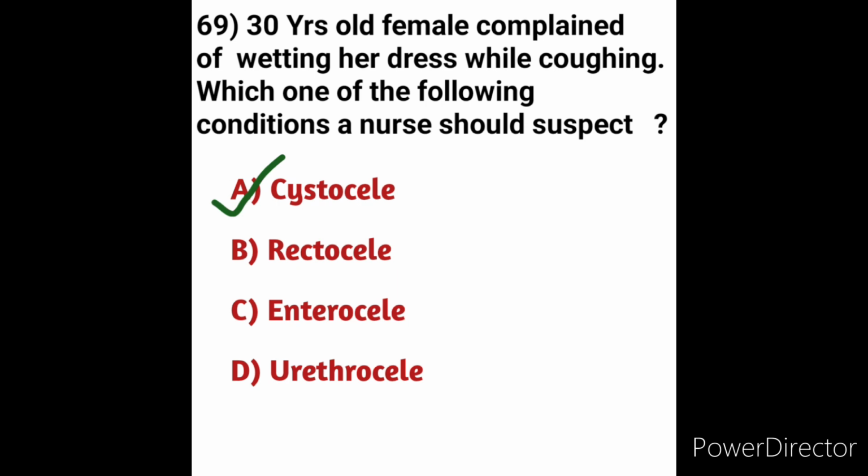So here option A, cystocele, is applicable. The 30 year old female who complained of wetting her dress while coughing has a cystocele. Option A is the correct answer.